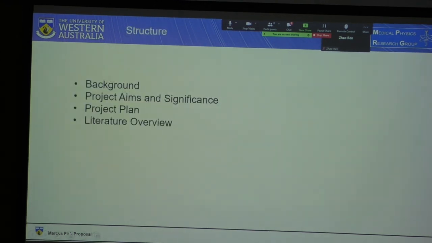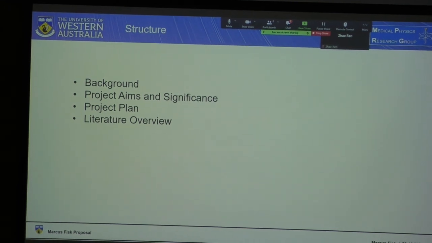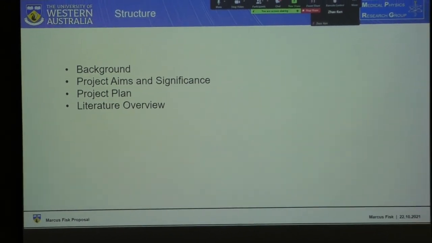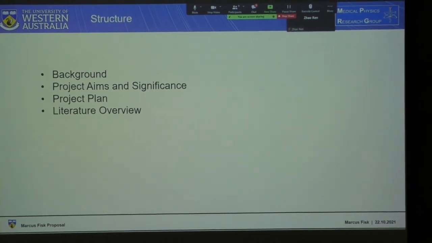So the structure of the talk will start with the background on what grid therapy is and an introduction into the XRAD preclinical radiotherapy system. Then the project aims and significance will be discussed, followed by a project plan and a brief overview of the literature.